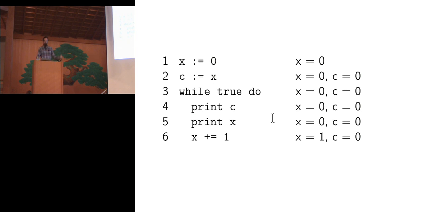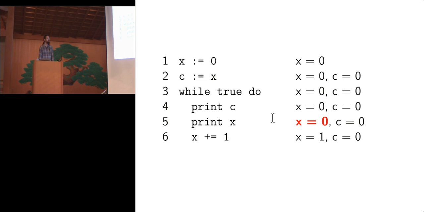Am I done? I've run every line in the program. Well, no, I can't be done, because if I was done, my static analysis would say, oh, x is a constant with value 0 at line 5. But of course it's not. As you can see, this is an infinite loop that increments x every time through. So that wouldn't be acceptable.